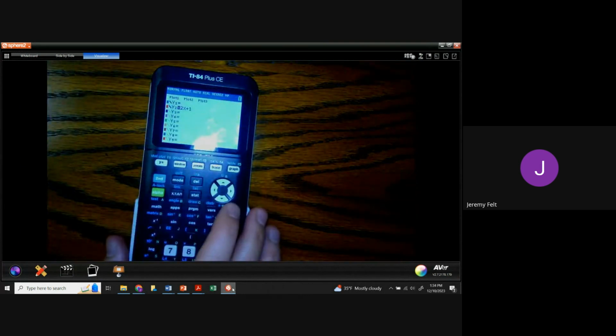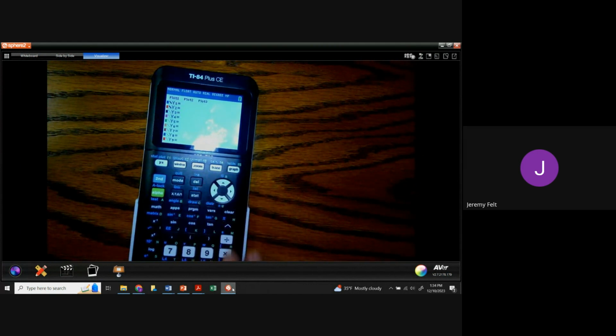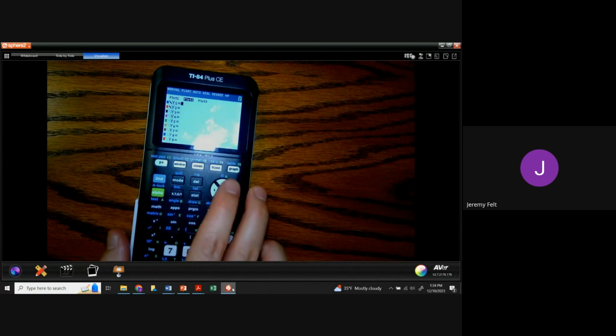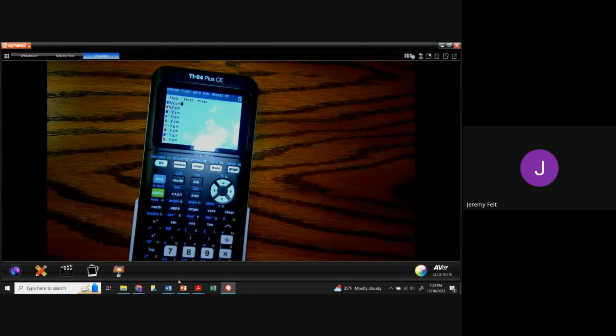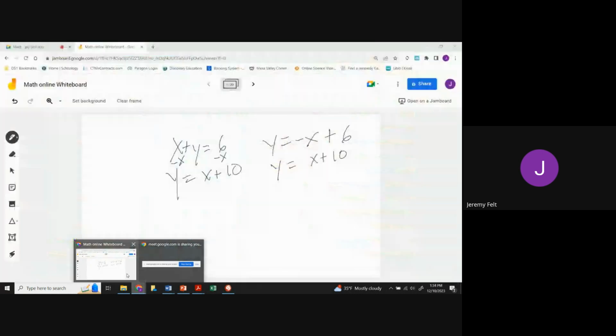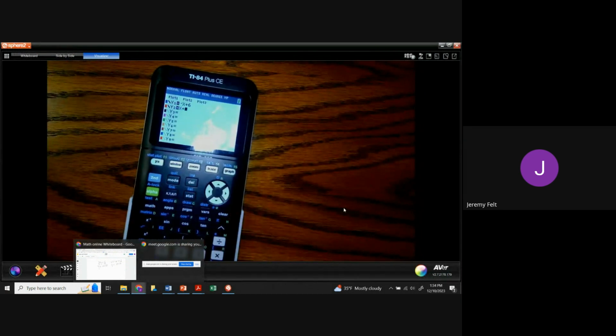Y equals. If you're ever getting an error message, just make sure these are turned off. If they're highlighted like that and you're graphing something and you get an error, that doesn't mean you're doing something wrong or it's impossible. We just need to clear it out. So we had negative x plus 6, and then y equals x plus 10. Okay, then we graph.